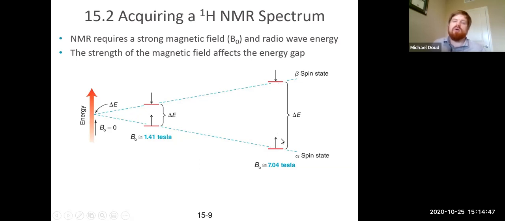So that's going to require stronger or a higher energy radio wave radiation to figure that out. And if there's no external magnetic field, then there's no absorption of the radio waves because the alpha and beta states don't exist. There's no energy gap between them.